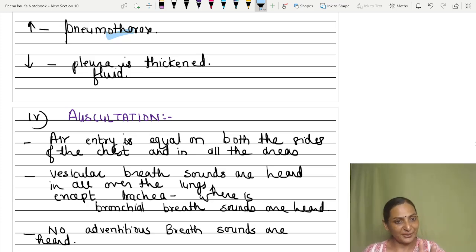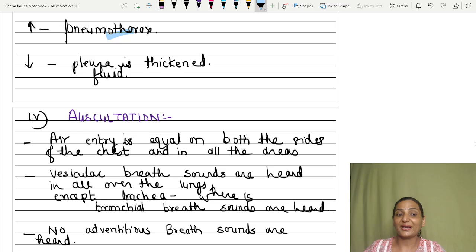There are two types of breath sounds, vesicular and bronchial. The vesicular breath sounds are heard all over the lungs except the trachea, where you get the bronchial breath sounds, and no adventitious breath sounds are heard. When you cover all these points, air entry, type of breathing, that is vesicular and bronchial, and no adventitious breath sounds, only then your answer of auscultation becomes complete.